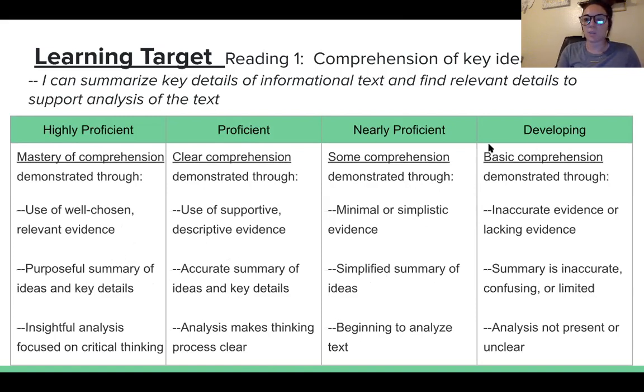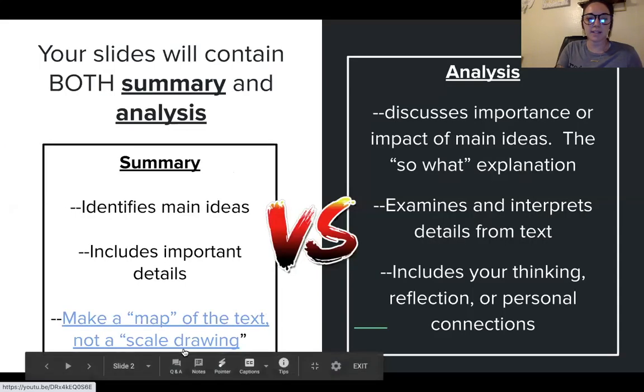So this is where you will be ranking yourself. When you go to that self-assessment assignment and it asks, were you developing, nearly proficient, proficient, or highly proficient, you'll be choosing one of these, deciding what category the work you showed on the RBG slides fit underneath.